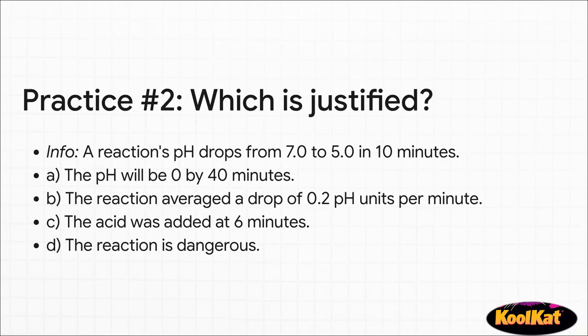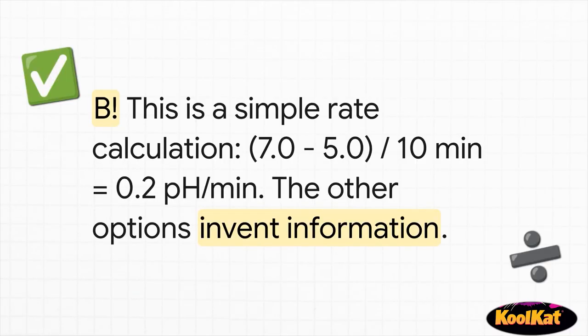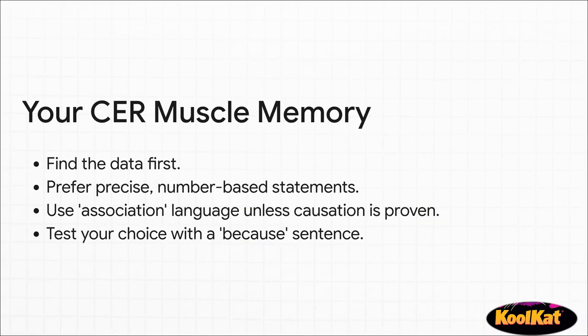Let's do one more, lightning round style. Here's the situation. A reaction's pH drops from 7 down to 5, and it takes 10 minutes. Look at those options. Which claim is the only one justified by that info? Think fast. And the answer is B. This one is just pure evidence, right? It's a simple rate calculation. The pH dropped by 2 points over 10 minutes. You do the math. 2 divided by 10 is 0.2. It's a direct calculation from the data provided. All the other answers are either guessing about the future, inventing details, or making a judgment call that you just can't prove.